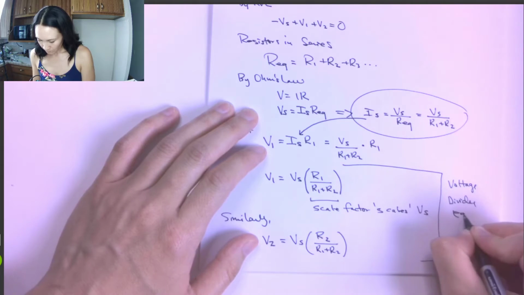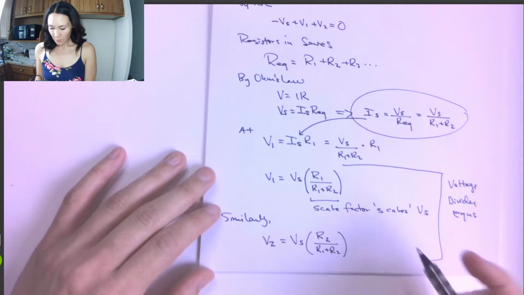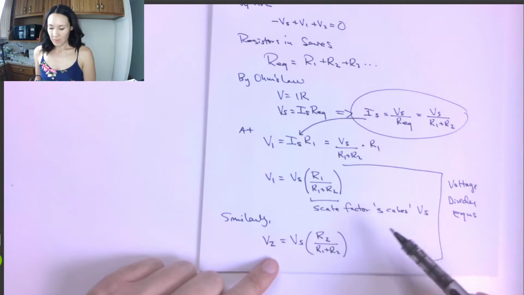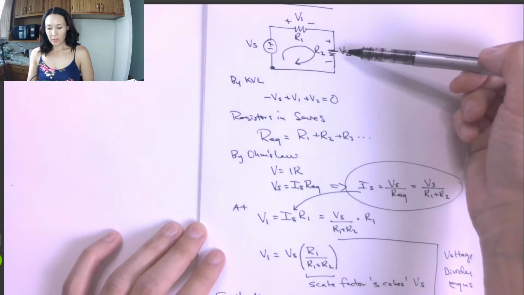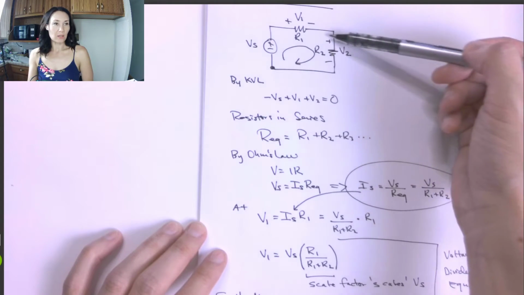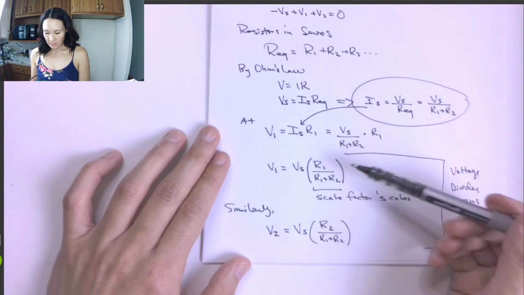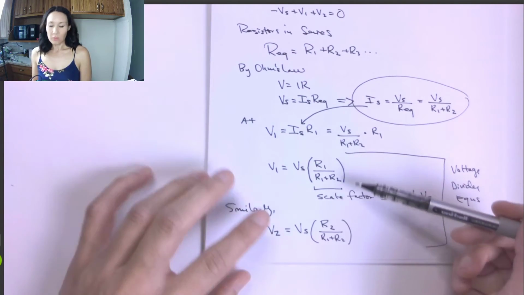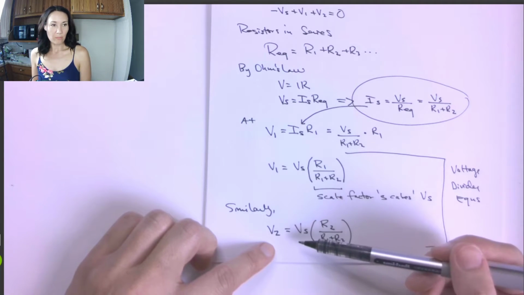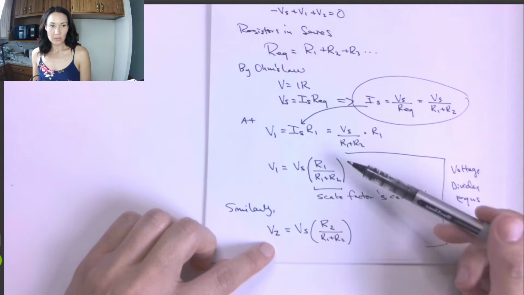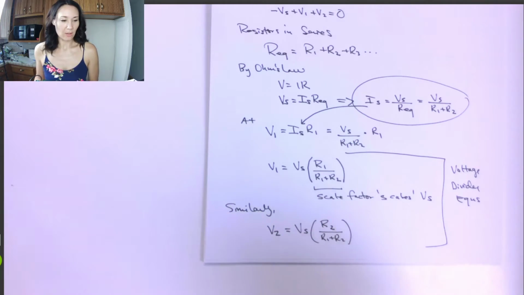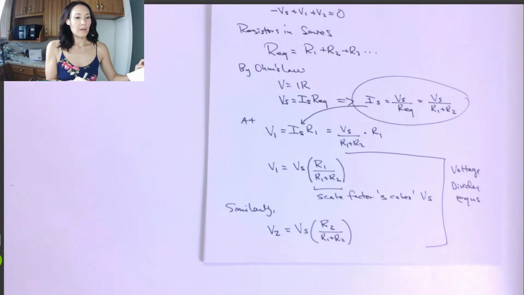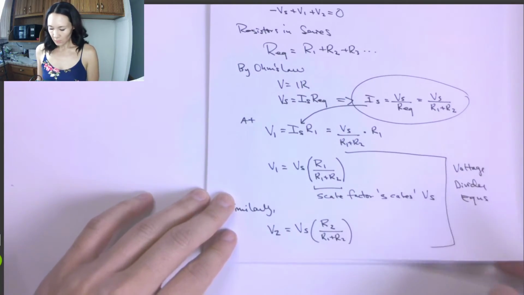All right, so what's nice about these is that you get to skip the step of computing R equivalent and using it to find the current. Because as you can see, in these equations here, we don't need current in order to find the voltage drops V1 and V2. All we need is just the resistors and the source voltage, and those resistors will scale our source voltage. So then let's do an example.